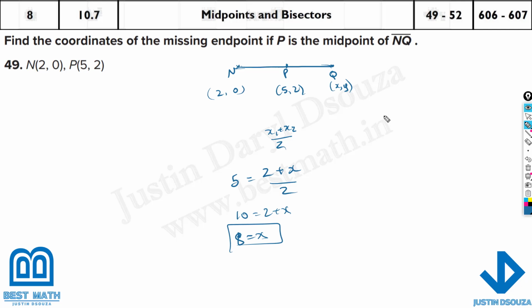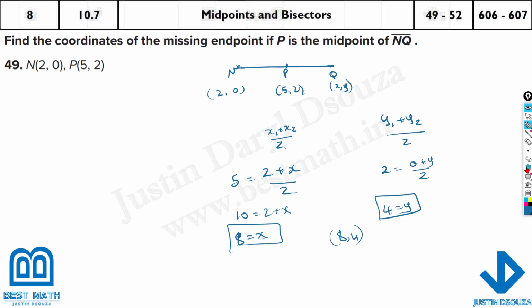I'll just quickly do it for y. It's going to be y1 plus y2 by 2, isn't it? So we know it's 2 equals 0 plus y by 2. After this, I'll tell you a very easy shortcut method. That's 4 is y. So the answer is 8 comma 4.